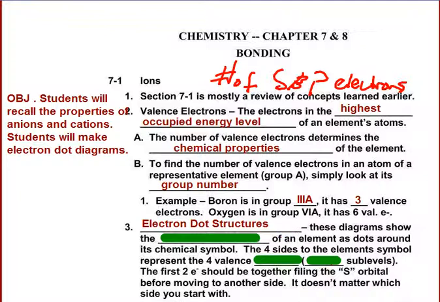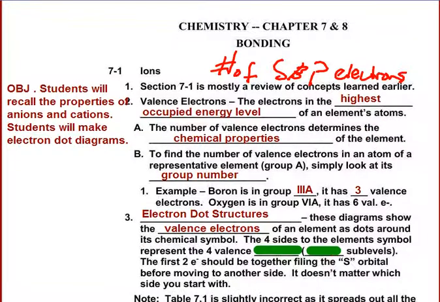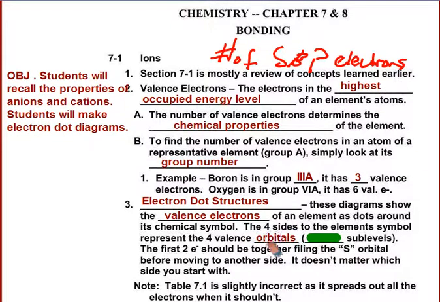The electron dot structures of these diagrams show the valence electrons of an element as dots around the chemical symbol. The 4 sides to the element symbol represent the 4 valence orbitals, also known as the s and p sublevels. The first 2 electrons should be drawn together when we fill these, because they fill the s orbital before you move to another side. It doesn't matter which side you start with, as long as you fill the first 2 together, and then you start alternating the other sides, just like you do arrows.